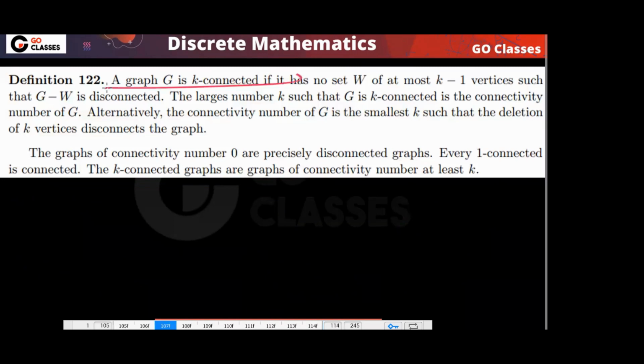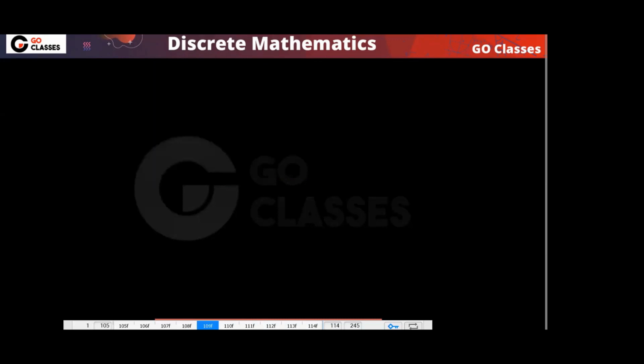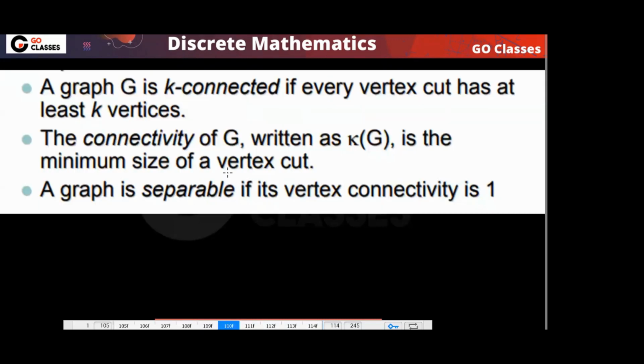So you can notice the definition of k-connected we have seen. K-connected means your connectivity number is greater than or equal to k. And what is the connectivity number? It is the size of the smallest vertex cut. Very simple. This is the symbol kappa.